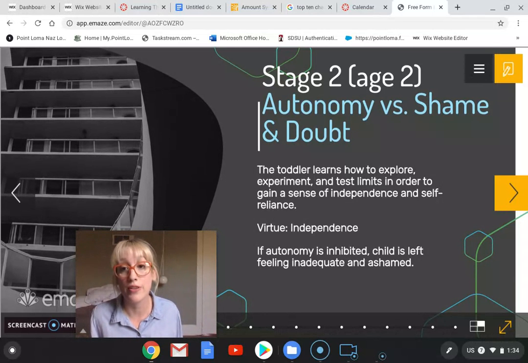At this stage, a toddler learns how to explore, how to experiment, make mistakes, and test the limits in order to gain this sense of independence and self-reliance. So the virtue here is independence. The negative, if your autonomy is inhibited, is that the child is left feeling inadequate, with shame and dislike for oneself.